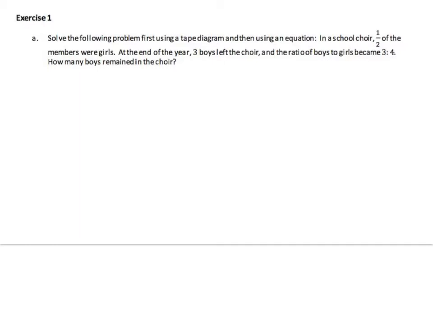Solve the following problem first using a tape diagram and then using an equation. So in a school choir, half of the members were girls, assuming the other half were boys. At the end of the year, 3 boys left the choir, and the ratio of boys to girls became 3 to 4. How many boys remained in the choir? So I'm going to do a tape diagram.